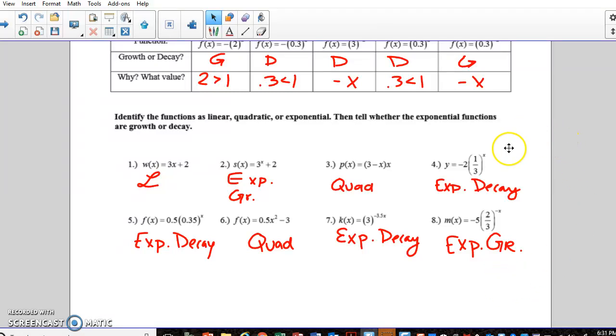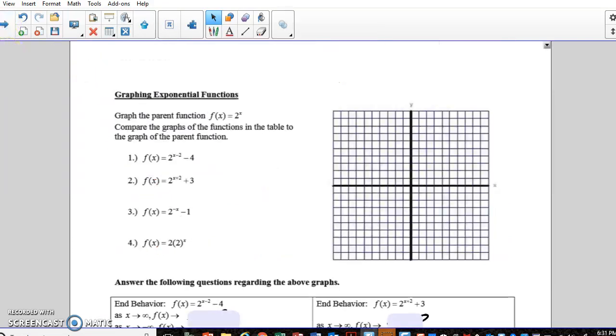And then our exponential decay, we had fractions as our b less than 1, and here we had a negative exponent, so that would actually mean we would have a fraction, so that's why it's exponential decay. Quadratic, we have x squared, linear, just the x. Great. Okay, now we can identify what exponential growth and decay look like.